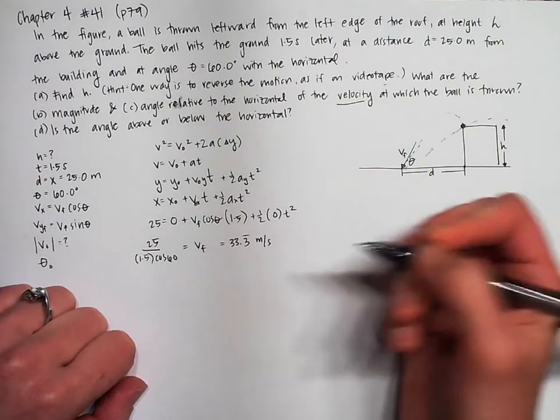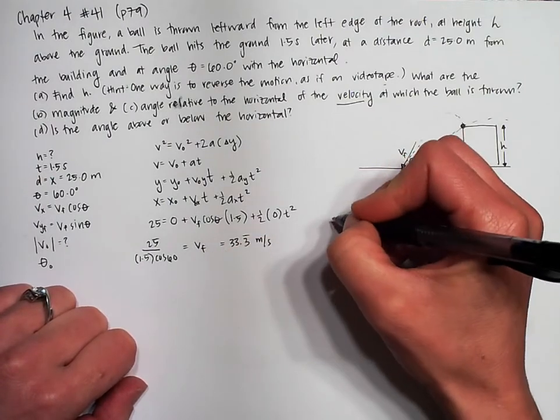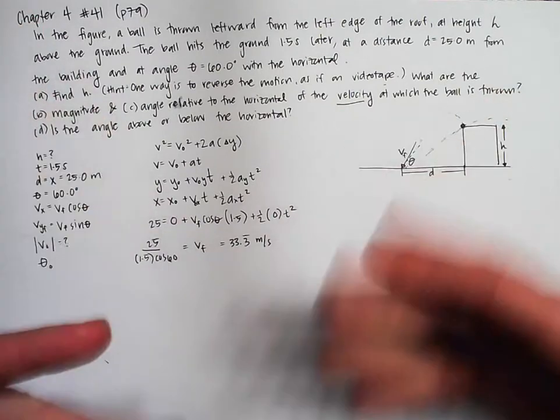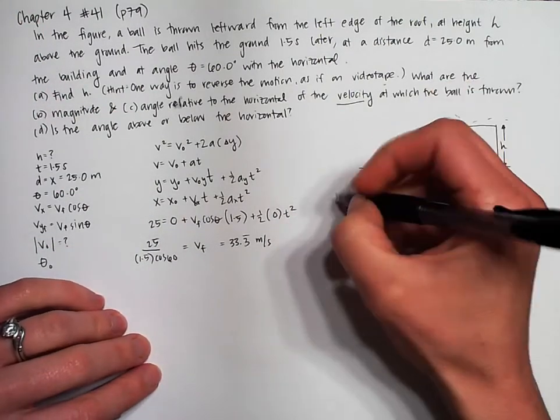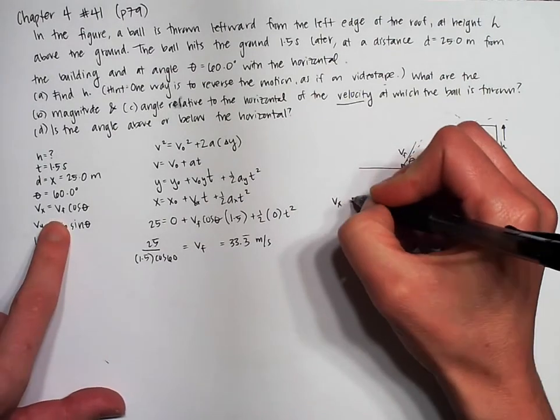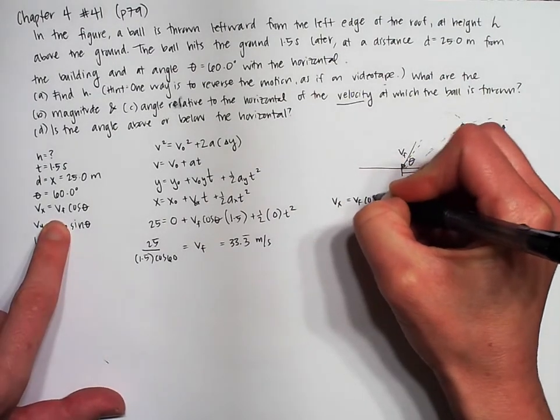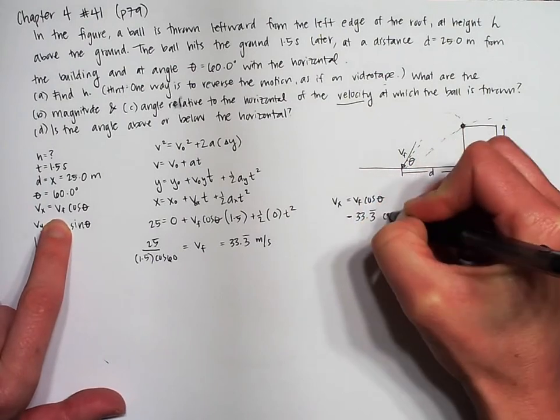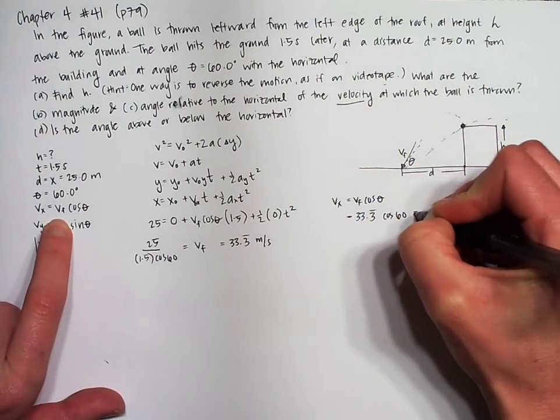And the great news from this is that I can figure out what my Vx is and what my Vy final is. I'll go ahead and do that, because the more things you figure out, the more you're able to figure out. So Vx, as we know, is v final cosine theta. So that's 33.3 times cosine of 60.